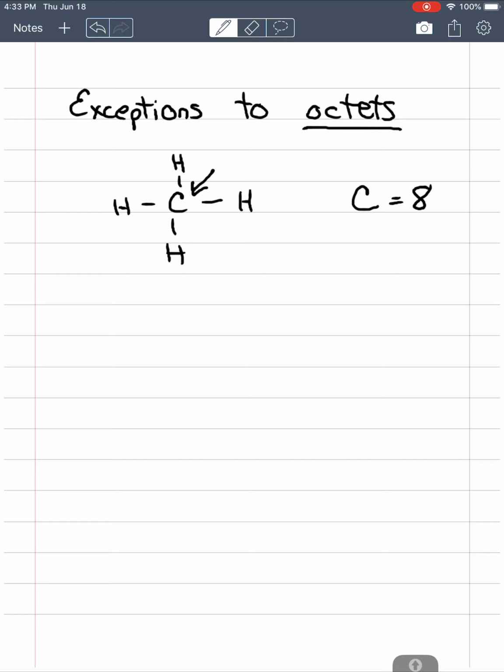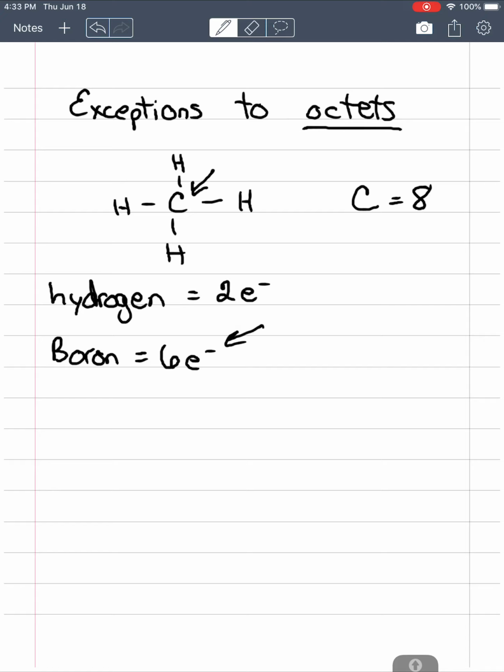There are some exceptions to that, and the first one that you already know about is hydrogen. It is set with 2 electrons. There's another one, and that's boron, and it is usually happy with 6. Now boron doesn't have to have 6, it could have 8, but hydrogen cannot have more than 2. So this set is called incomplete octet.